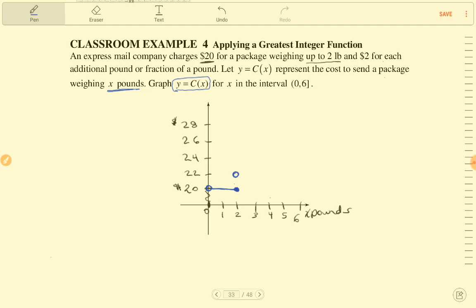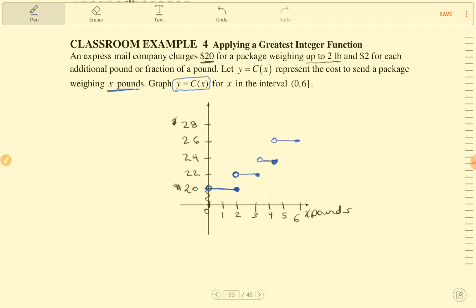open circle, because remember, if it was exactly 2 pounds, it still was costing us $20. But as soon as we go past 2 pounds, we're going to be paying that $22 all the way up until we hit 3 pounds. And then we'll have to make a jump again. So if I had spaced out my lines better, the first step should be twice as long as the next step, but then all the steps after that are supposed to look the same size. But I just had my spacing a little funky. But then the next step up would be to $26.